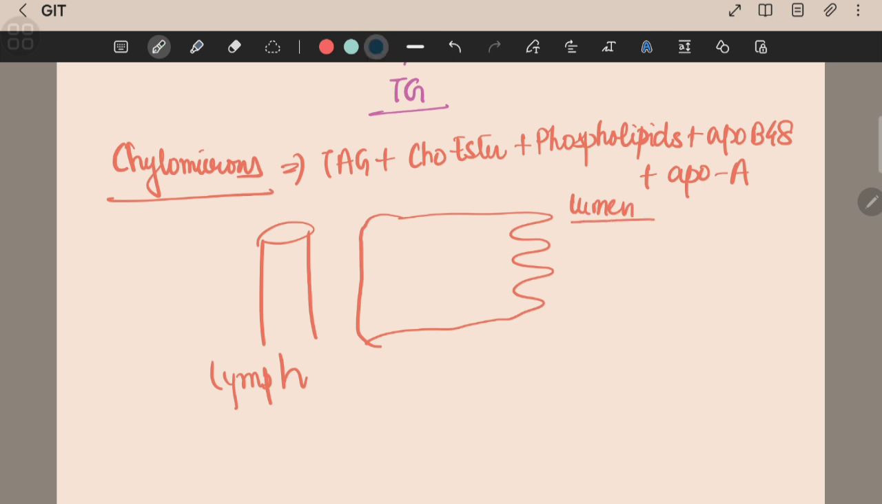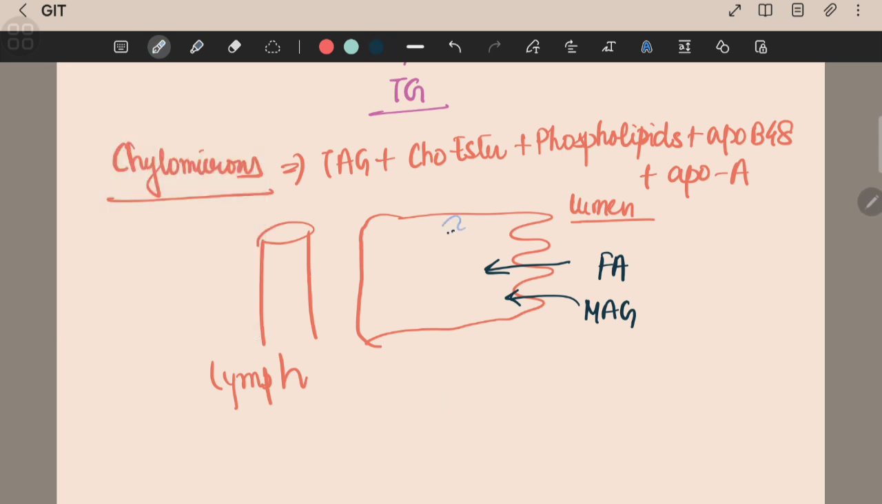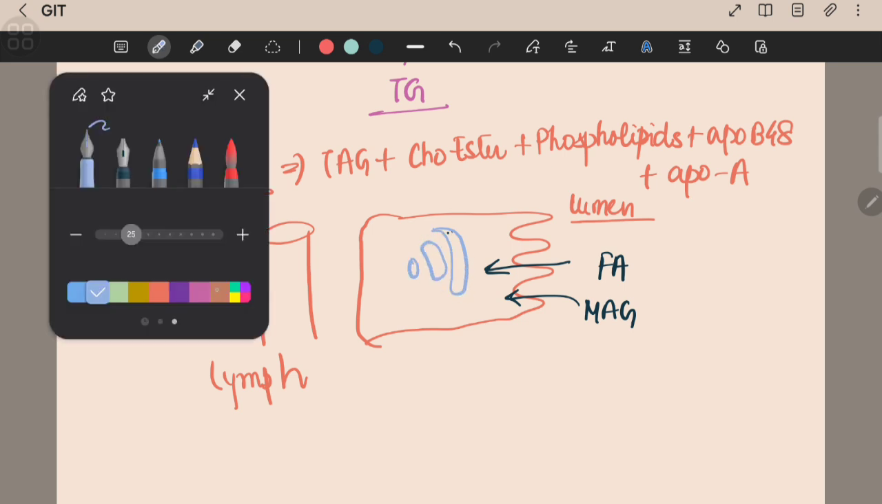Now what is actually happening is that the fatty acids or the monoacylglycerol are entering from the luminal side, and then they are processed. The formation of chylomicrons happens inside. There are cell organelles like the Golgi apparatus and endoplasmic reticulum. So suppose these are the endoplasmic reticulum and the associated Golgi apparatus. Here the processing will happen at this level. There will be formation of the chylomicrons.